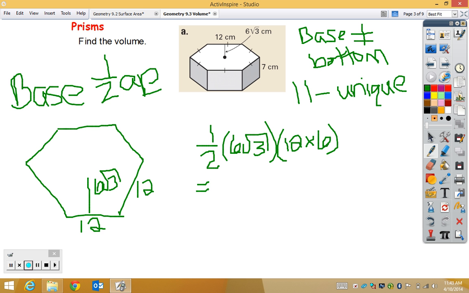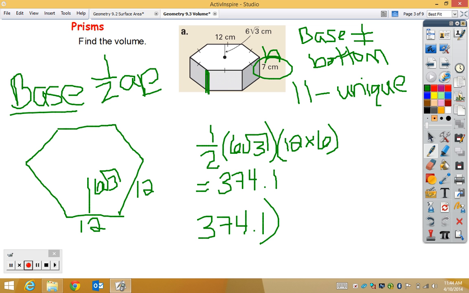And that gives me, and you should be doing this with me in your calculator to make sure you're getting the same answer, 374.1. So that's the area of my base. And then I'm going to take it times the height. Now the height is how far apart the two bases are, which in this case is 7. So I'm going to take the area of my base, 374.1, times 7.